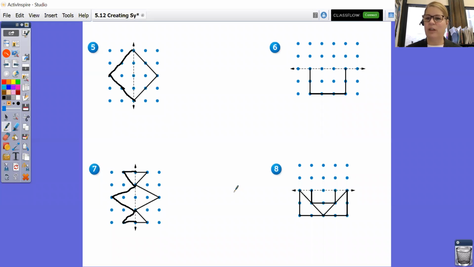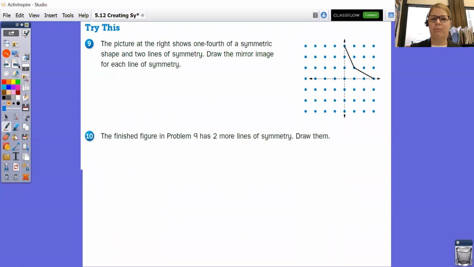Go ahead and pause this video and answer question number 8. If you want to challenge yourself, go ahead and answer question number 9 and number 10. Draw in those extra lines of symmetry. This is a good challenge because there are what are called quadrants, 4 different spaces. 1, 2, 3, 4. And you'll notice there are 2 lines of symmetry. So do one part at a time and see what you can do.